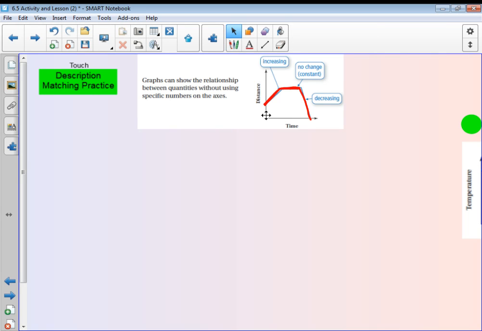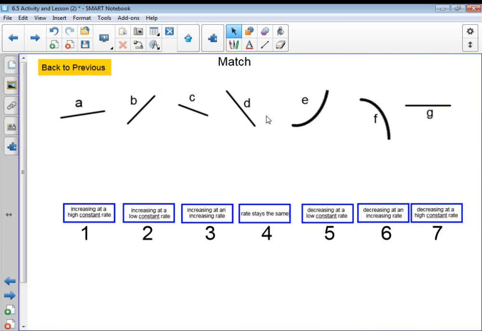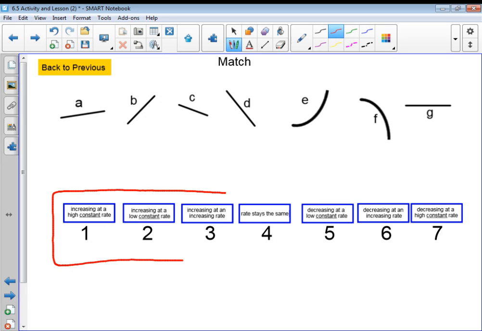Okay, so we're going to do some really quick matching. So here we've got where we're going to match. And this is just showing bits and pieces of lines that could actually be pieced together like we just noticed on that previous screen. So we've got, I think, 7 scenarios here, and we've got 7 descriptions. So we've got 3 of them that are talking about increasing. So let's focus on these 3 to begin with.